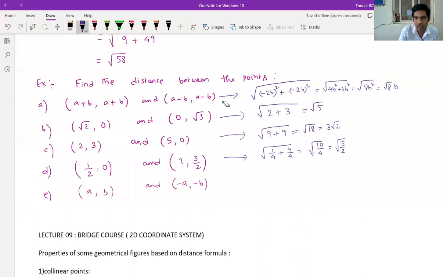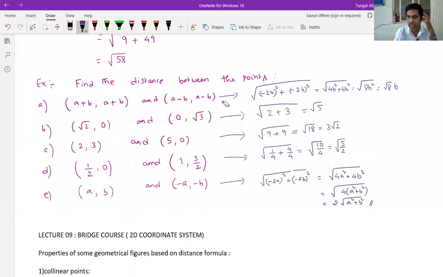And for this one, what will we get? Minus a means minus 2a whole square plus minus 2b whole square. So nothing but you will get 4a square plus 4b square. So 4 taken common, nothing but a square plus b square. The answer will be 2 into root over a square plus b square. These are the last homework answers.